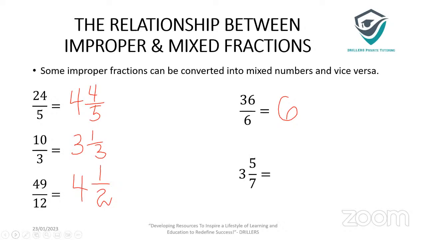So next we have a mixed number. So we're going to look at that vice versa. We're going to bring that mixed number into the form of an improper fraction. So when we have mixed numbers, I want to convert it.